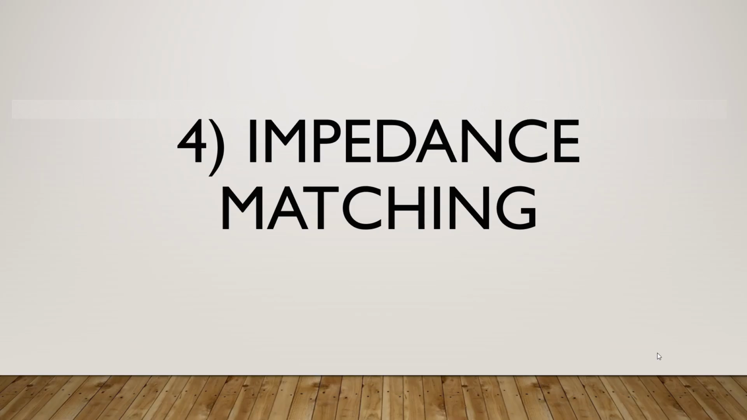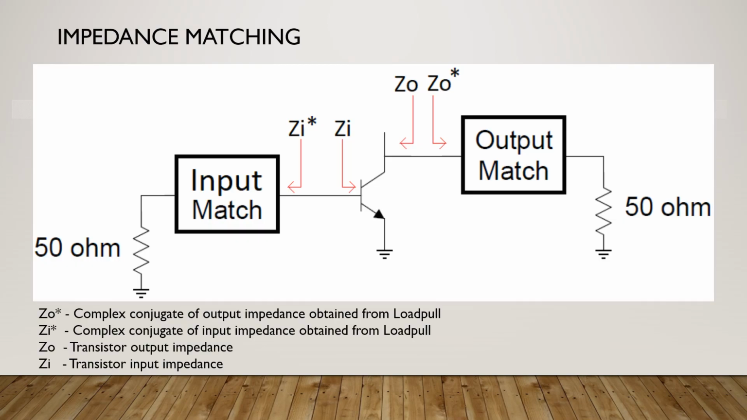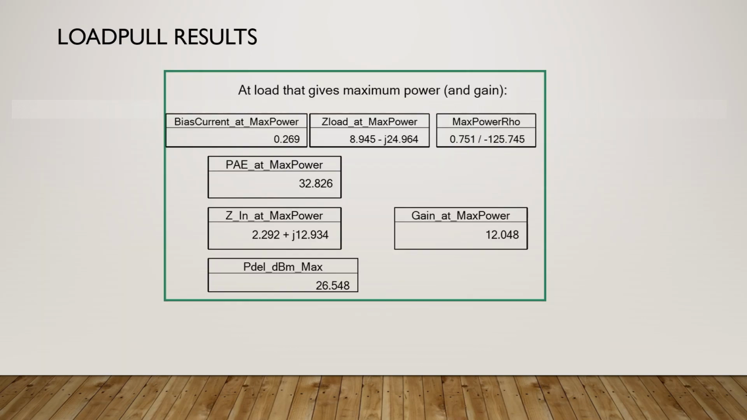Step 4 in designing a PA is impedance matching. This picture shows the concept of impedance matching. The output and input impedance of a PA will be 50 ohm. There will be input match and output match between 50 ohm impedance and the transistor. Load pull measurement will give us the complex conjugate impedance of the output and input impedance. These are the complex conjugate input and output impedances obtained from load pull. Impedance matching is done from PA impedance to 50 ohm.